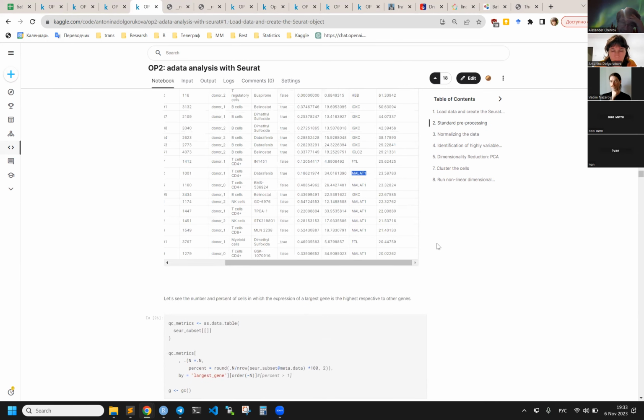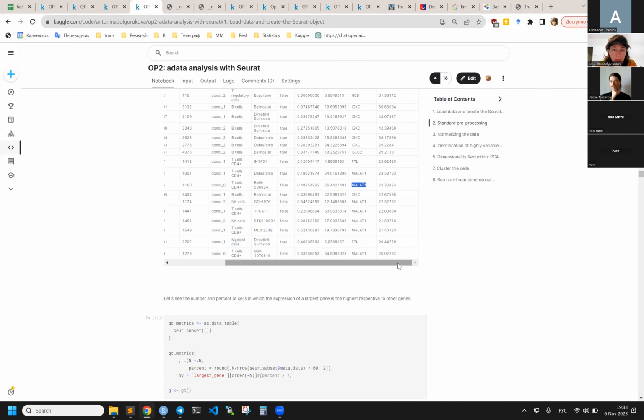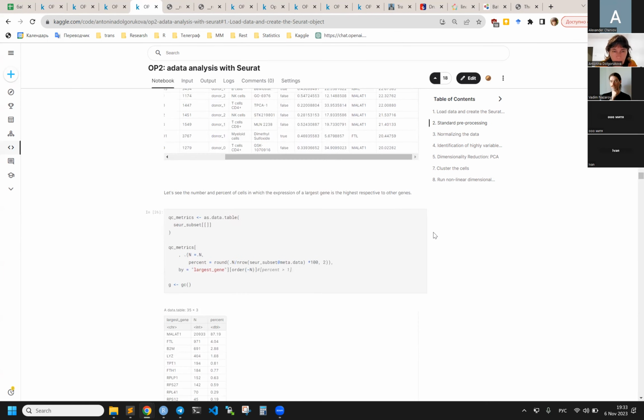Yeah, sometimes. In my analysis of the previous open problems competition, we also saw this gene was the most represented among all genes in our data set. So it's just a common situation and maybe normal.